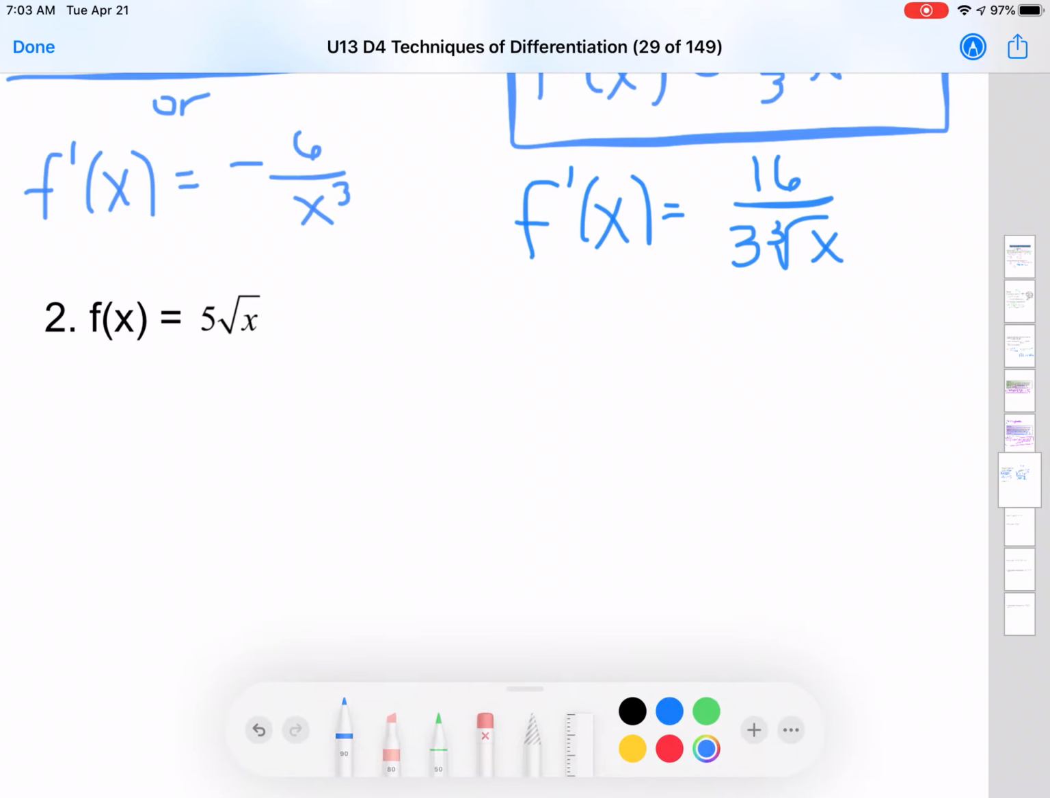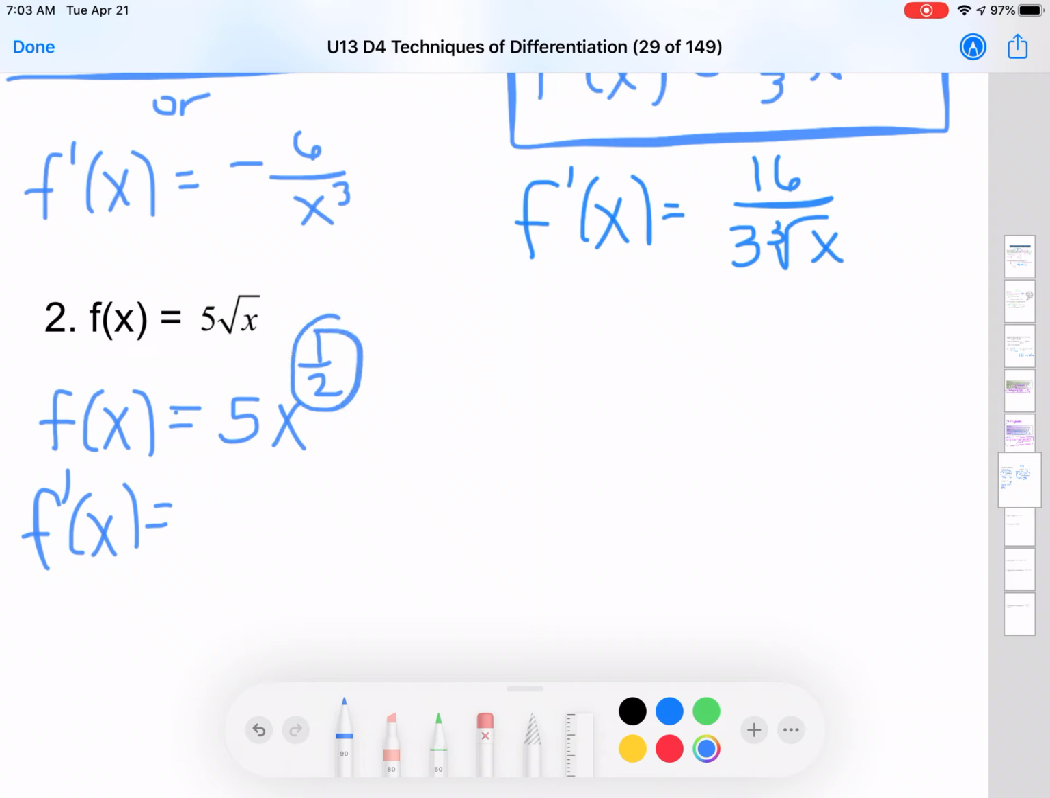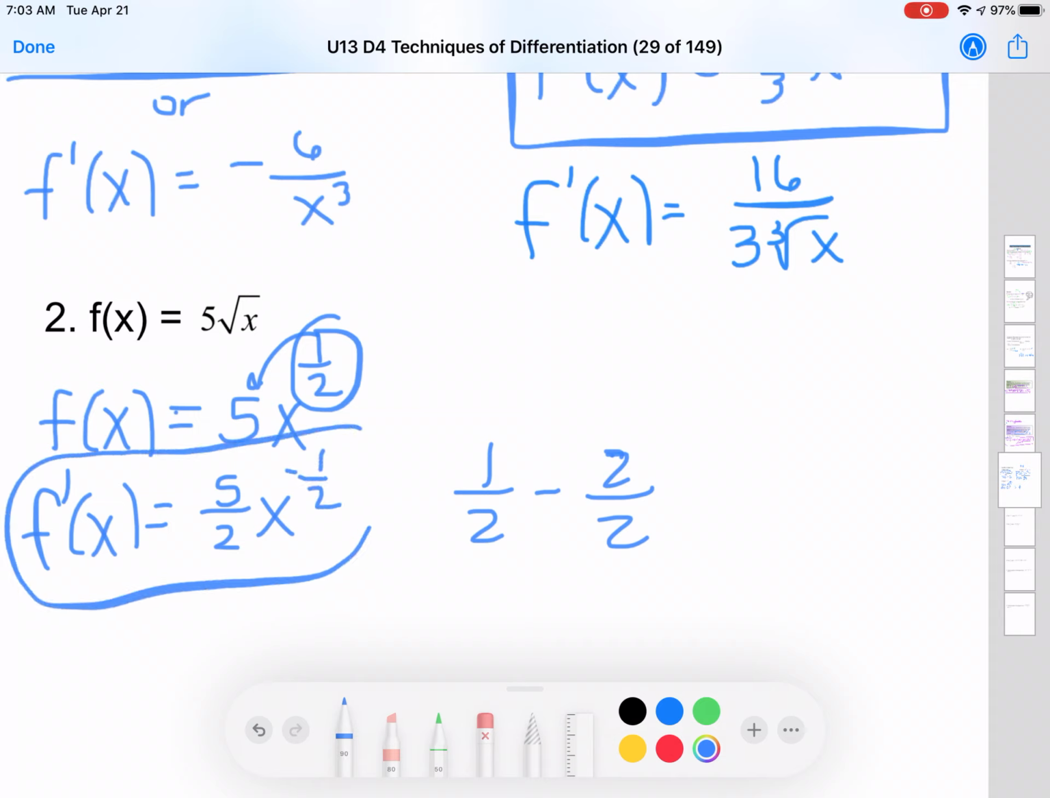Okay, so first I'm gonna fix this guy up, right? I'll put that radical form into exponential form so that I can use the power rule, right? Square root is 1/2 power. So the derivative is equal to 1/2 times 5, right? So 5 over 2, x to the, now if I take 1/2 and decrease it by 1, so 1/2 minus 1, I'm going to get -1/2. So power rule.